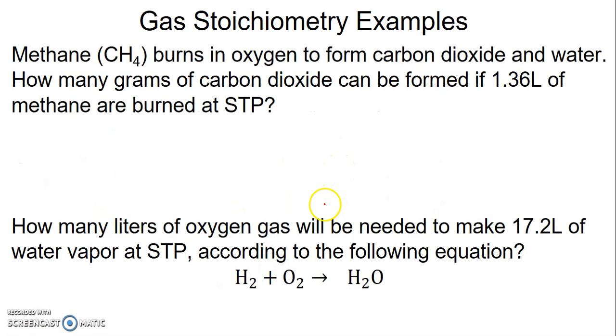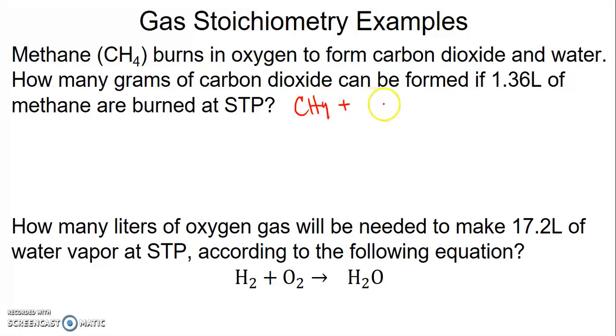If we look at the first one, methane gas burns in oxygen to form carbon dioxide and water. How many grams of carbon dioxide can be formed if 1.36 liters of methane are burned at STP? It's talking about a chemical reaction, so we have to first write the chemical equation.